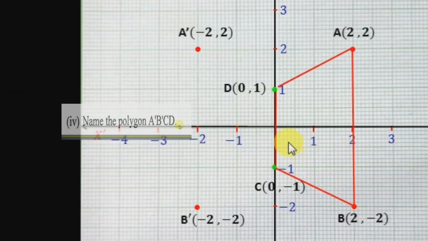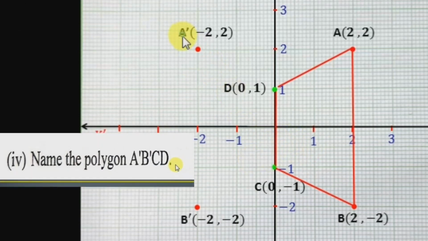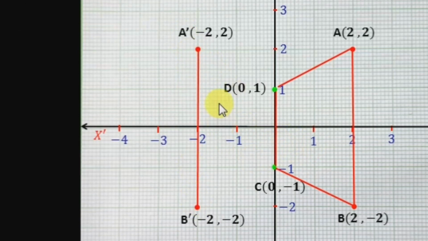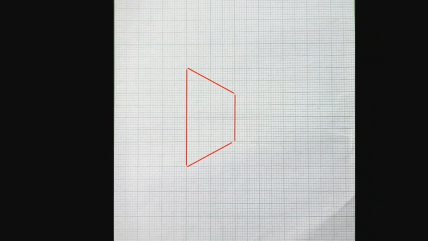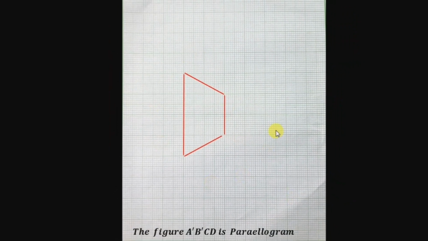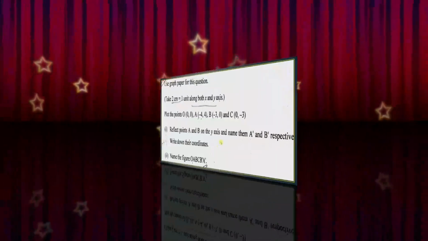Name the polygon A dash B dash C D. Let's join A dash to B dash, then B dash to C, C to D is already joined, and D to A dash. So the figure A dash B dash C D is a parallelogram.